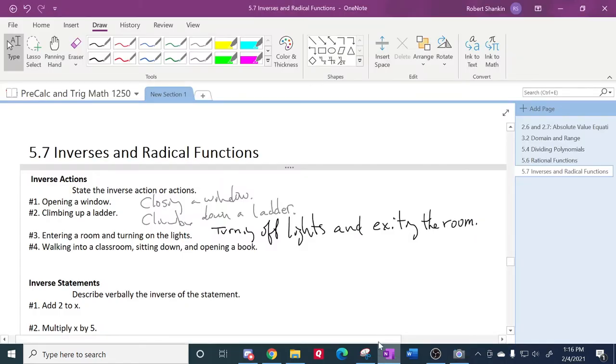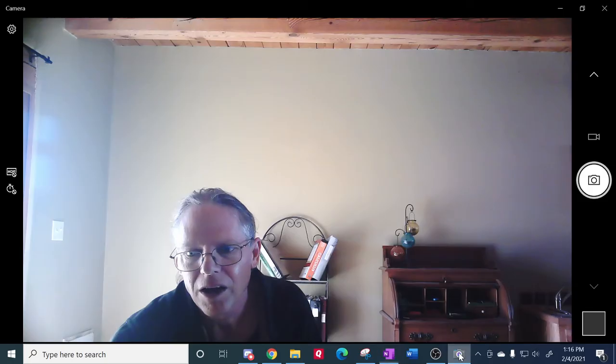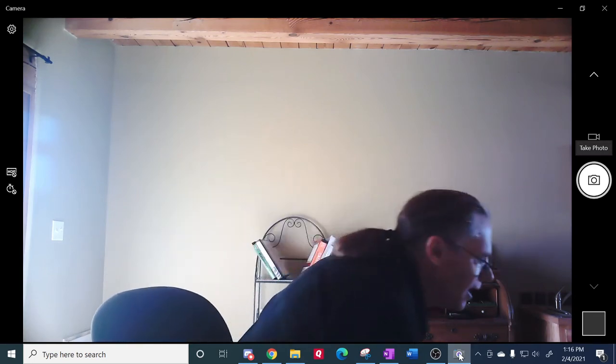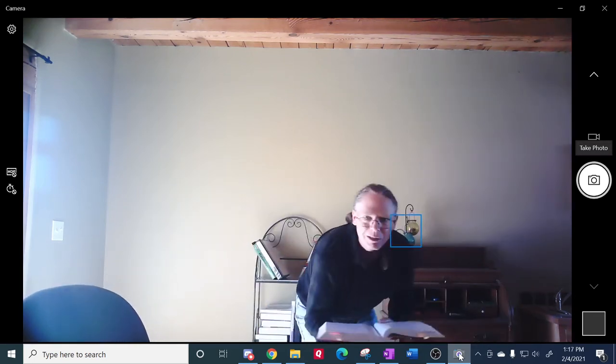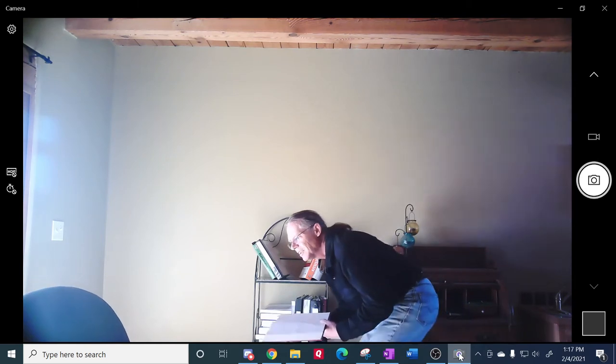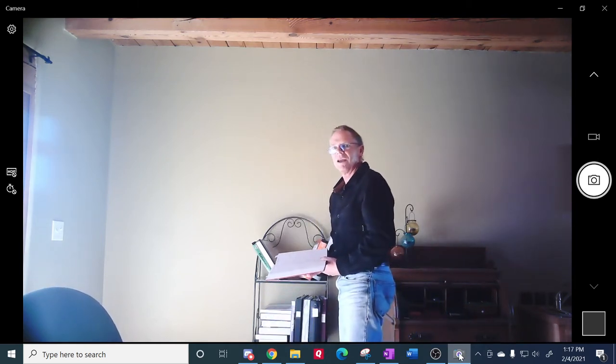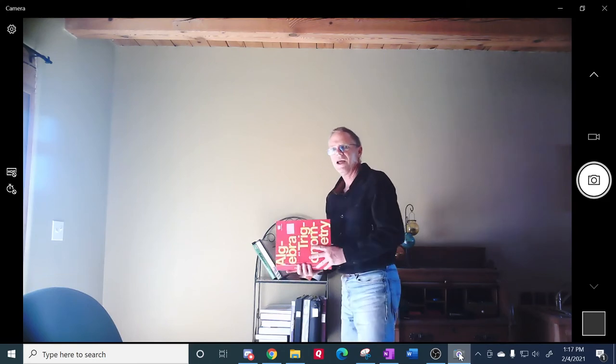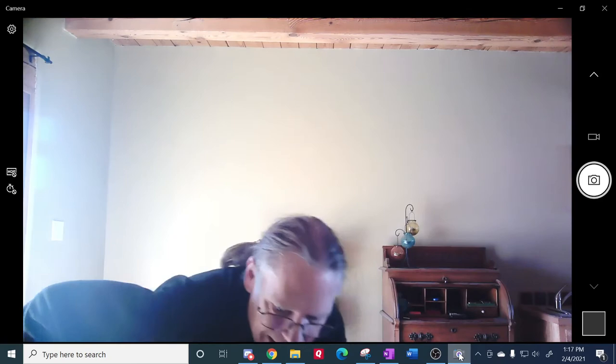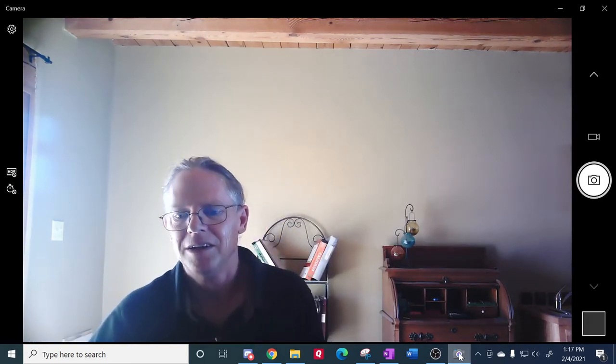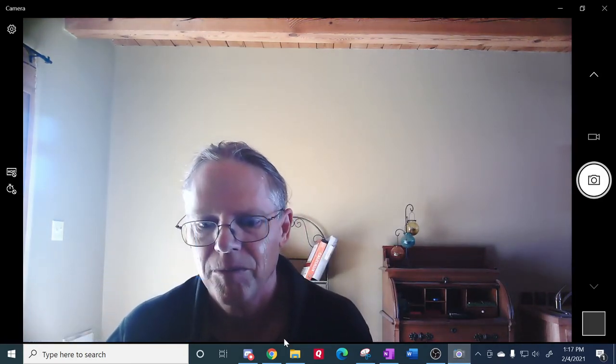So it says, walking into a classroom, sitting down, and opening a book. All right, so if I didn't reverse the order, this is how it would look. I would have to go like this with my book, and then exit the classroom, then stand up, and then close the book. And the problem with that is then the book has moved.